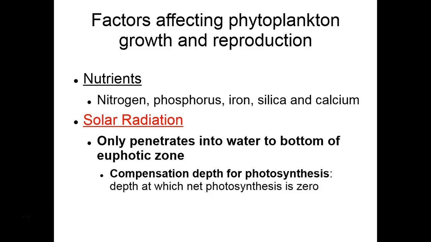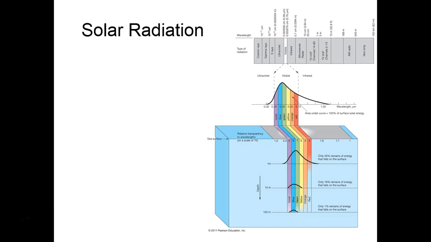Okay. The second factor that affects phytoplankton growth and reproduction is solar radiation. So sunlight only penetrates into the water to the bottom of the euphotic zone. Okay? Therefore, the only place that photosynthesis is going to be occurring is the euphotic zone. And the compensation depth for photosynthesis is the depth at which the net photosynthesis is 0. Therefore, the compensation depth for photosynthesis would be at the very bottom of the euphotic zone.